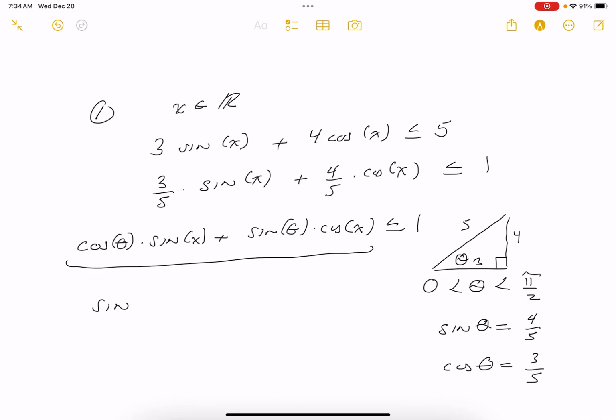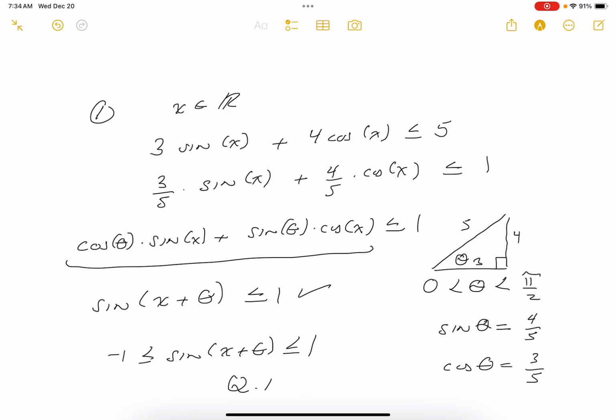Sine of x plus theta. Let me just make sure that's true. The first term would be sine x cosine theta, then it'd be sine theta cosine x. Yeah, that's true. And what about this over here? The sine of theta, or any angle for that matter, x plus theta, is always going to be between 1 and minus 1. So this is true.